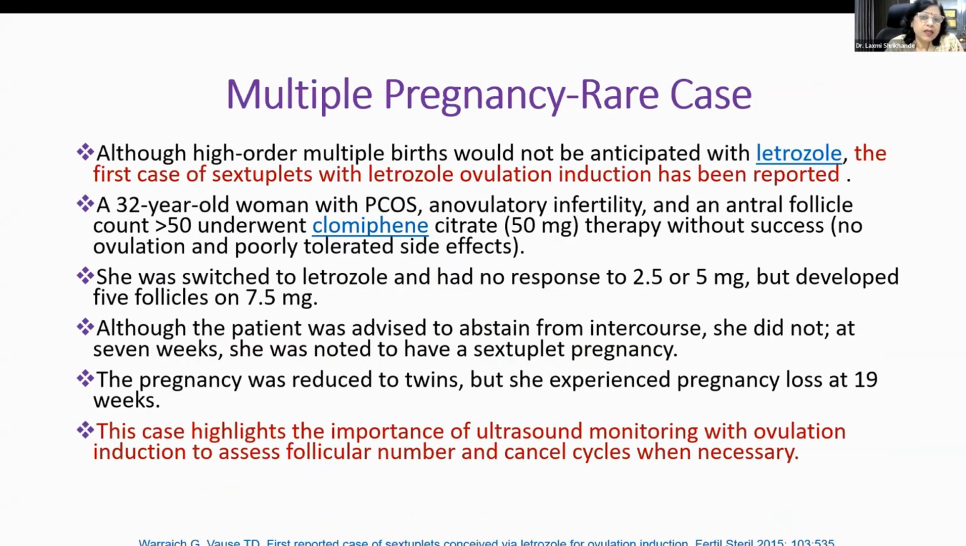This is a rare case which I definitely would like to share with you all students, because you should not relax if you are using letrozole. This is very much there in the literature. This woman was taking letrozole. She was 32 years old and she was not having any response with 2.5 or 5 milligram, but she developed 5 follicles on 7.5 milligram. She was advised to abstain from intercourse, which she did not. And at 7 weeks, she was noted to have a sextuplet pregnancy. Of course, it was reduced to twins.